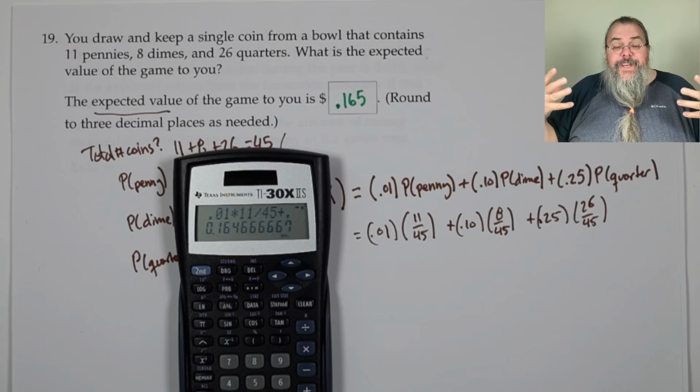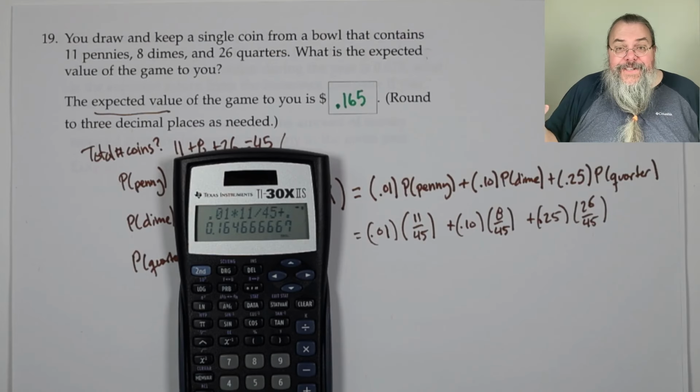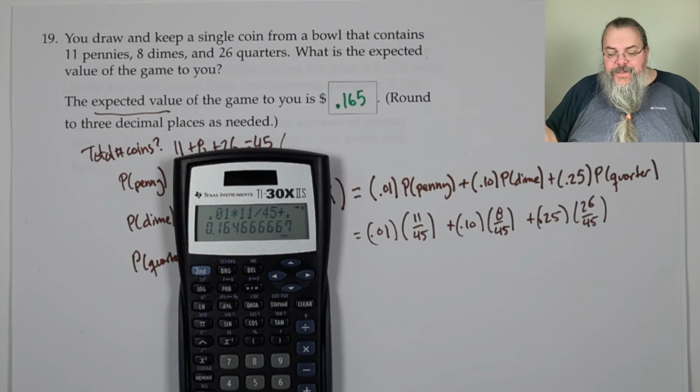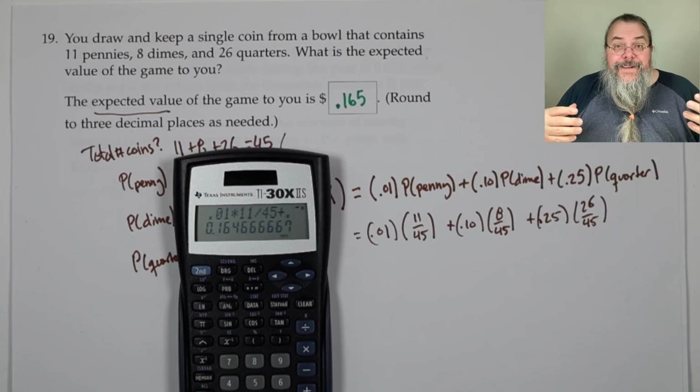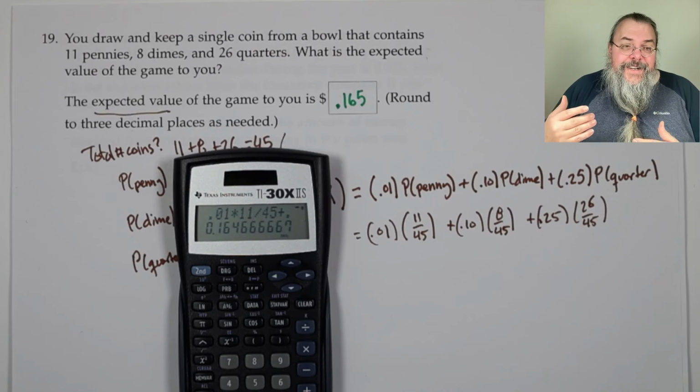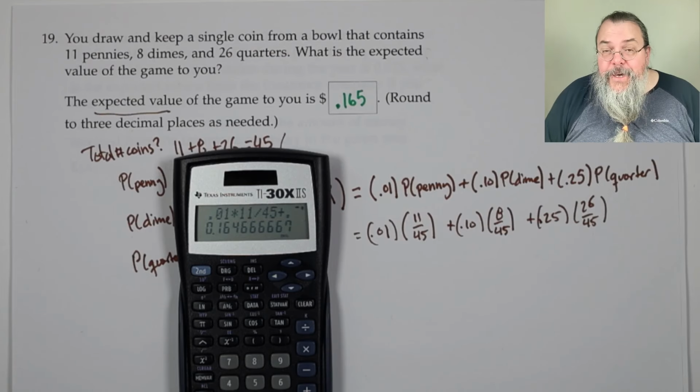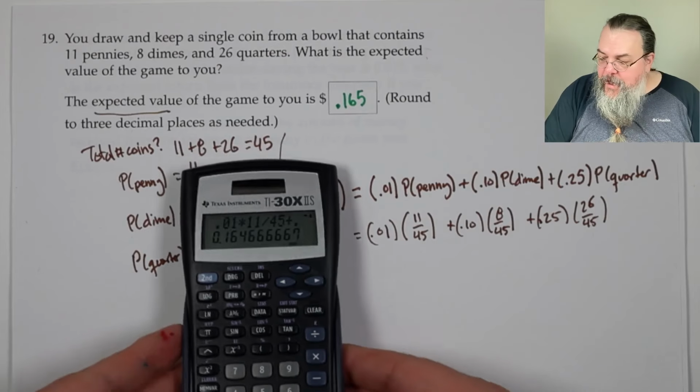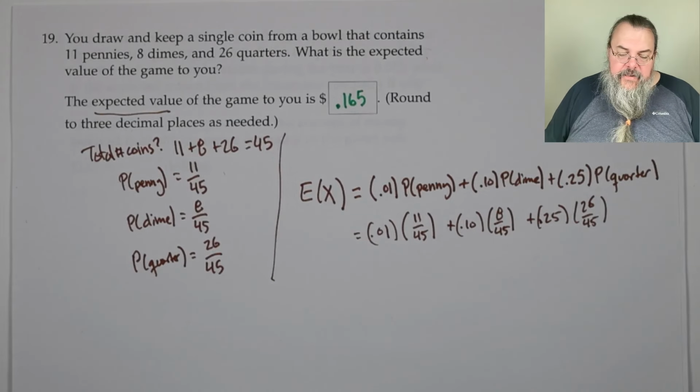In fact, what do we see? We see there's about half the coins are quarters. And so what does that mean? Well, if half the coins are quarters, in fact, a little bit more than half, we should expect to make about a little bit more than half a quarter. And so this is pretty reasonable. I feel pretty comfortable with this answer. And so there we go.